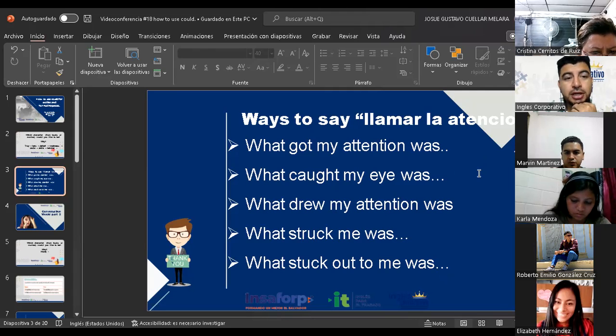La otra es what caught, lo que me atrapó, o lo que me atrapó, digamos, la vista, la cuestión auditiva, aunque diga ojo, pero se trata de eso, lo que cautivó tu atención fue what drew my attention, it's another. Drew es el pasado de draw, que es dibujar, but the same. What struck me was lo que me casi como que te congela, te mantiene quieto. What stuck out to me was, okay?